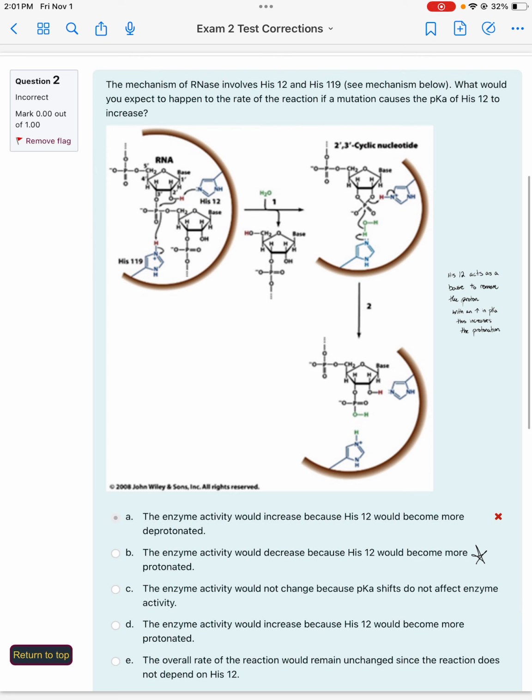The correct answer should be B, because histidine acts as a base to remove a proton. So if the pKa were to increase, it would become protonated, not deprotonated. Therefore, the enzyme activity would decrease.